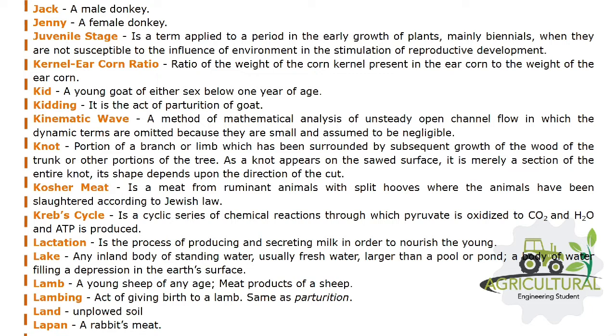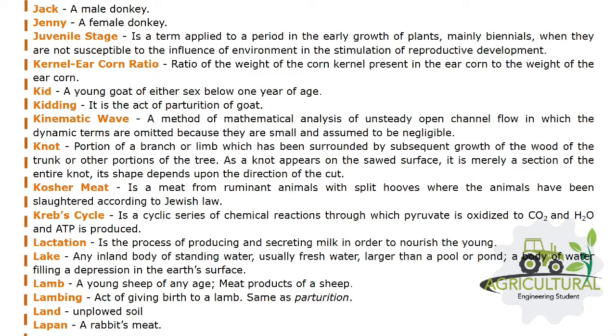Kosher meat is a meat from ruminant animals with split hooves where the animals have been slaughtered according to Jewish law. Krebs cycle is a cyclic series of chemical reactions through which pyruvate is oxidized to CO2 and H2O and ADP is produced. Lactation is the process of producing and secreting milk in order to nourish the young.